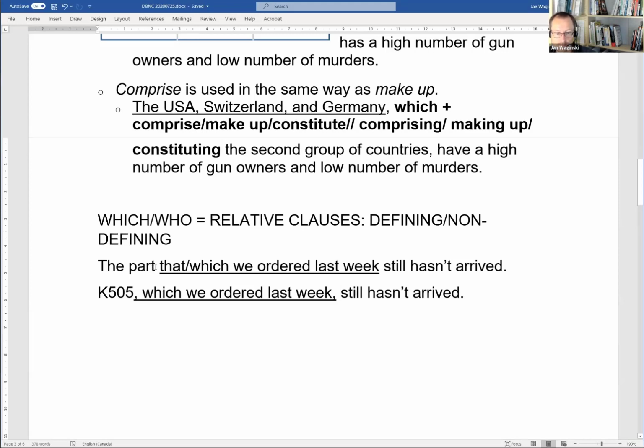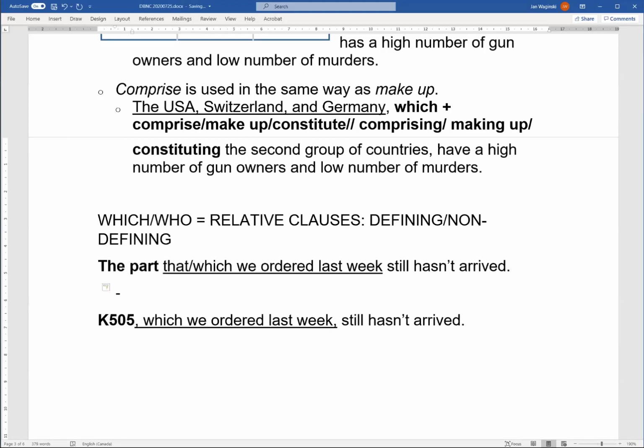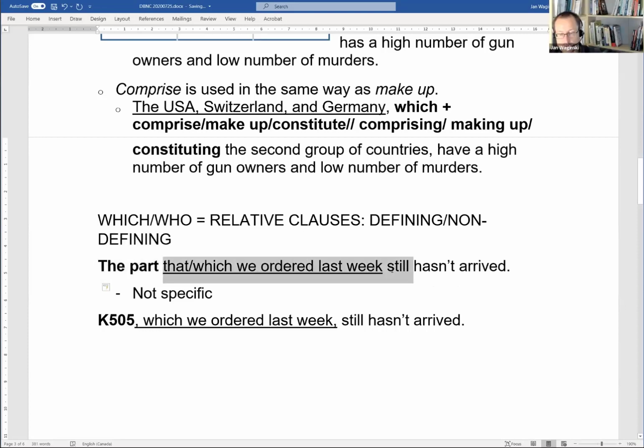And in the second, it's K505. So it's kind of, they're telling us that, yeah, it is the subject. So this is not specific. We don't know which part it is, right? I need this information in the relative clause to understand which part you're talking about. When you read this out loud, you're not going to pause here. You're going to say the part which we ordered last week still hasn't arrived. You have to read this as the whole subject because otherwise your listener doesn't know what you're talking about. They don't know which part.